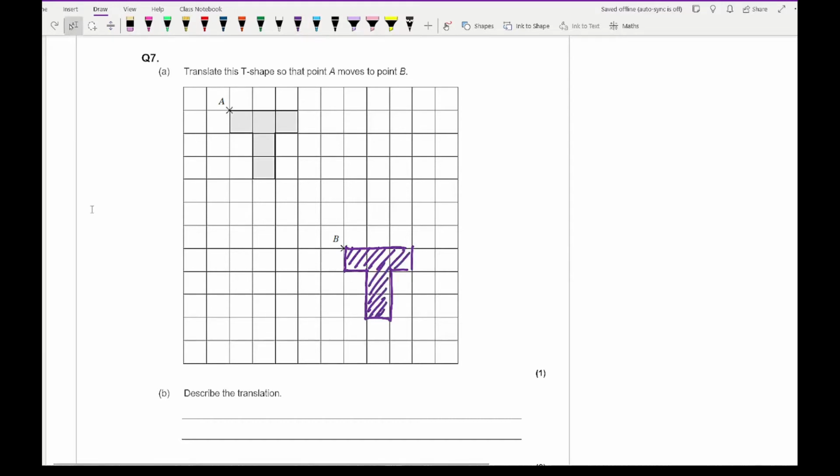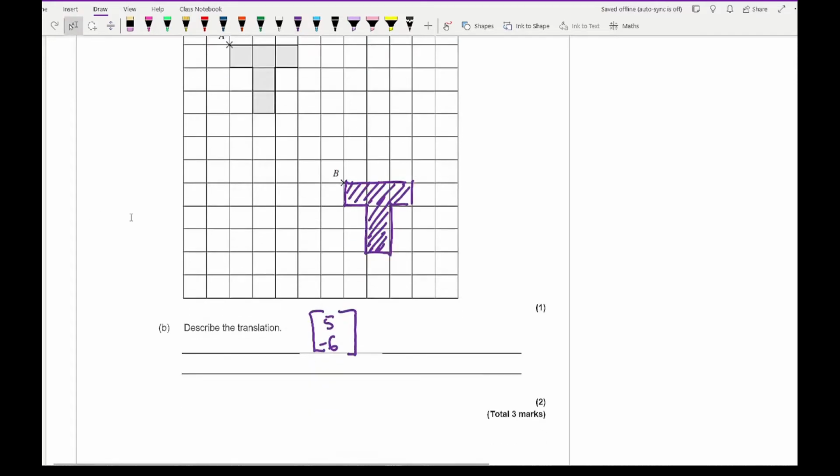And then the question says describe the translation. So here all we need to do is write down the column vector. So A to B has moved how many squares to the right, sorry, it's going to be 5, and it's moved 6 down, so it would be -6.